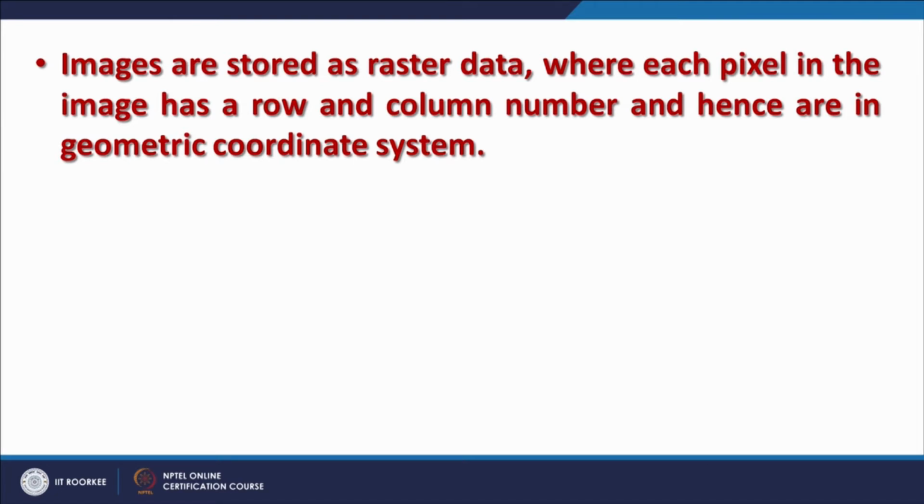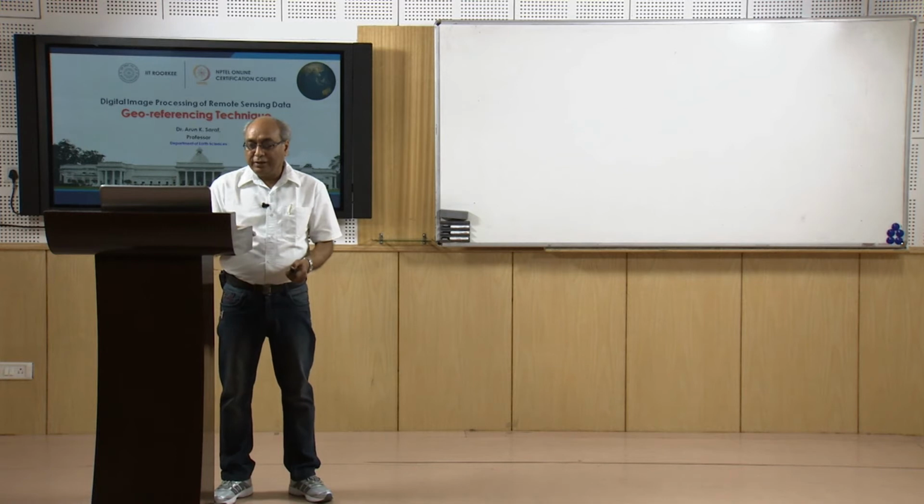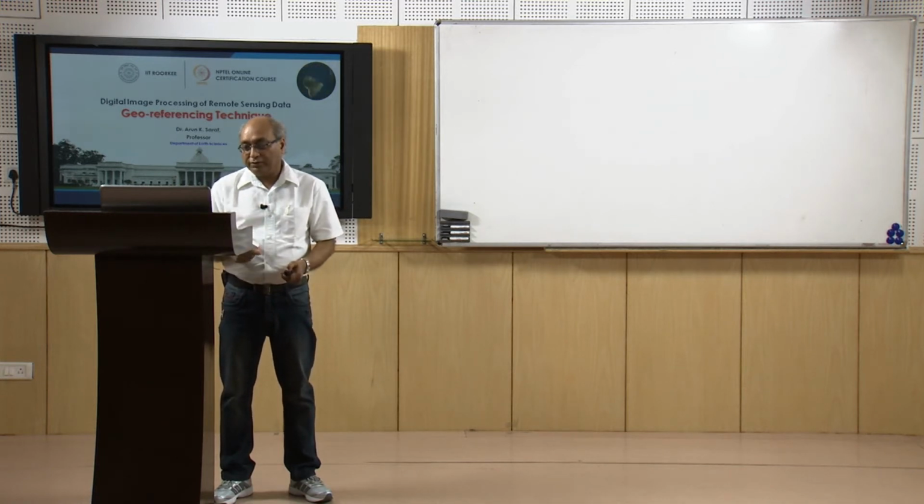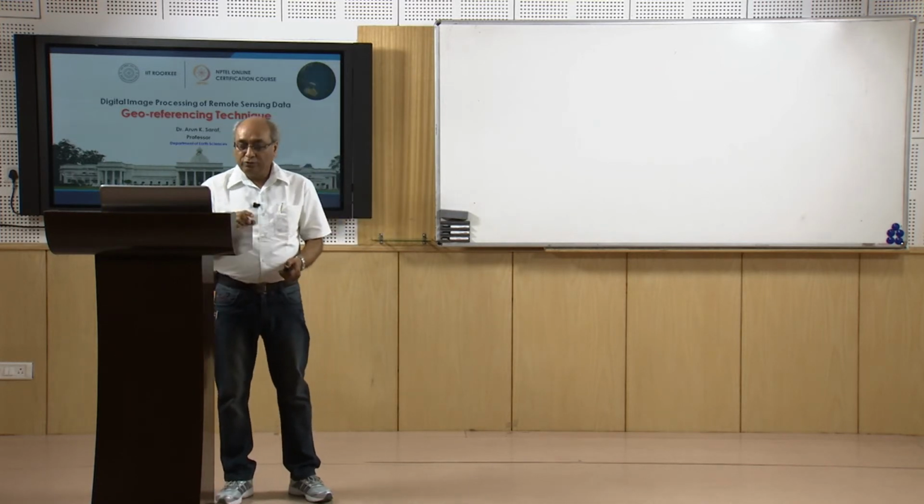Each cell is representing a pixel value, which may be a reflective or emissive value, and in this image they are stored in raw image as rows and column numbers, and hence are in a geometric coordinate system. Our aim is to bring geographic coordinates with the image.